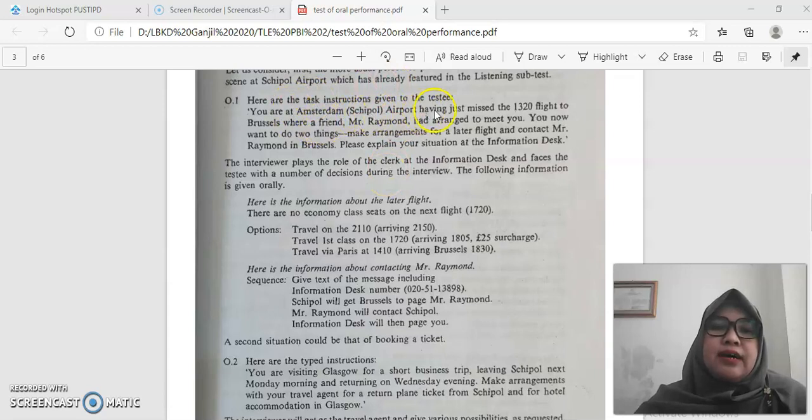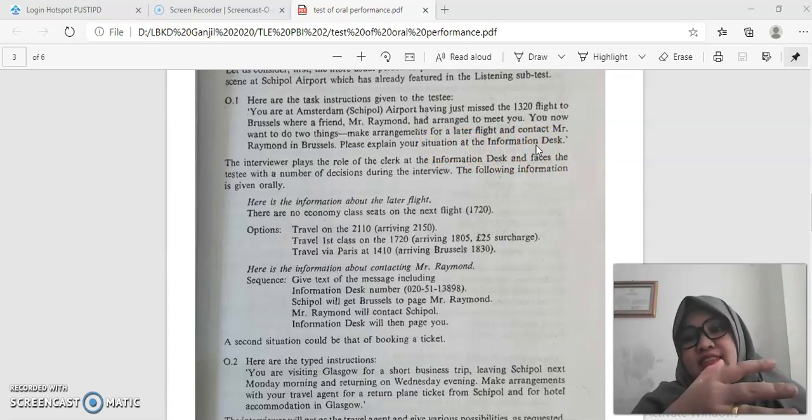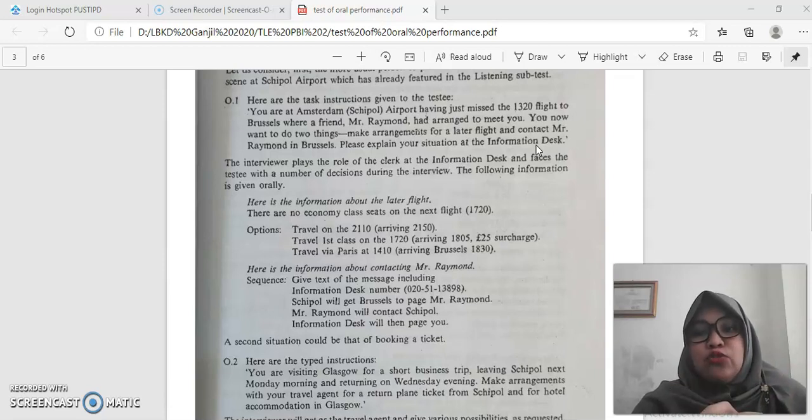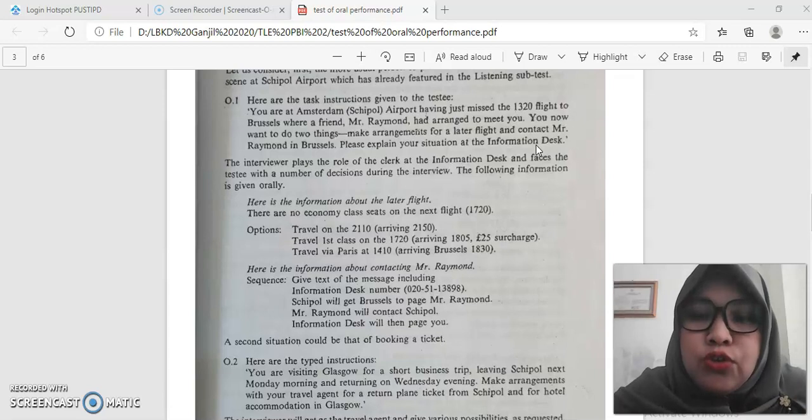You are at Amsterdam airport, having just missed your flight to Brussels. Mr. Raymond had arranged to meet you. You now want to do two things: make arrangements for a later flight and contact Mr. Raymond in Brussels. Please explain your situation at the information desk. So you provide the topic, you provide the illustration, and you ask your student to perform based on your illustration.